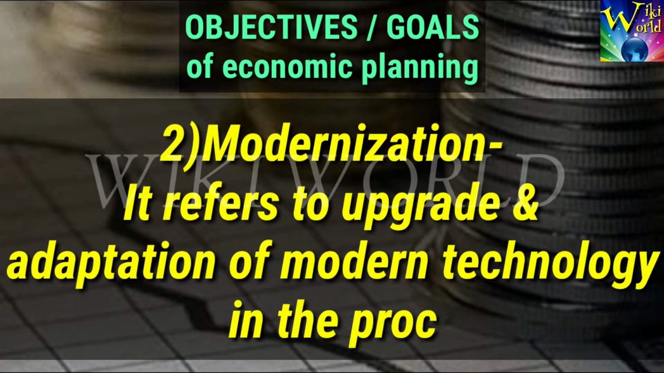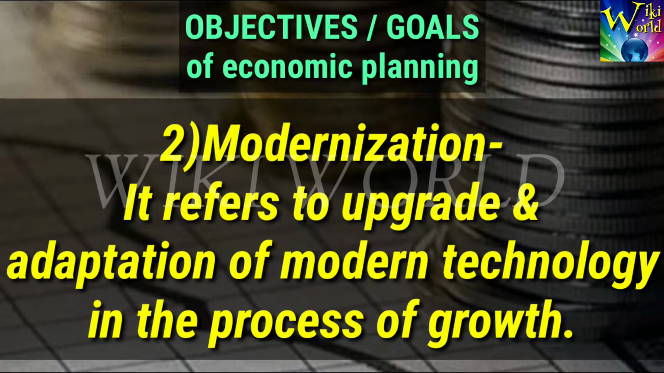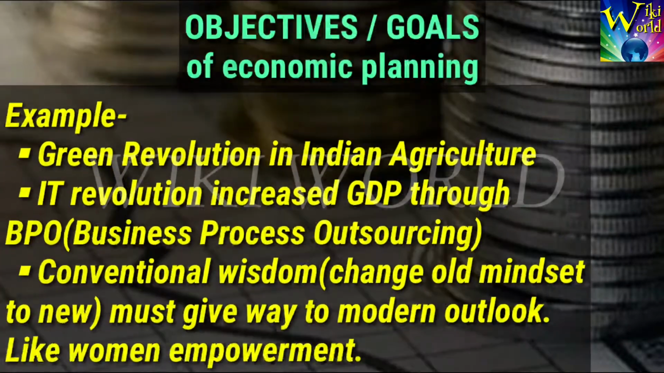It refers to upgrade and adaptation of modern technology in the process of growth. There are some examples. The first one, green revolution in Indian agriculture. Second, IT revolution increased GDP through BPO. BPO means business process outsourcing. Third, conventional wisdom. Conventional wisdom means change of old mindset to new. The conventional wisdom must give way to a modern outlook like women empowerment.